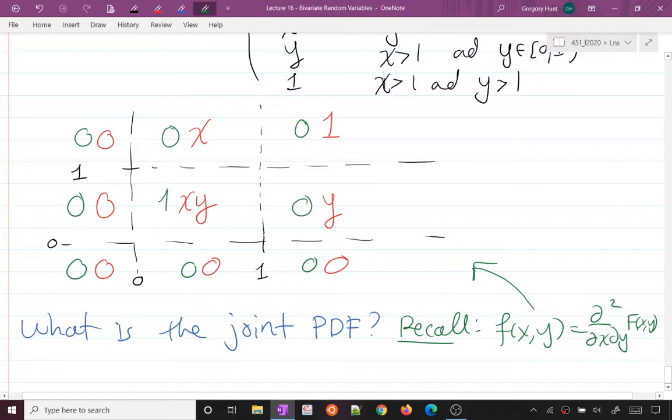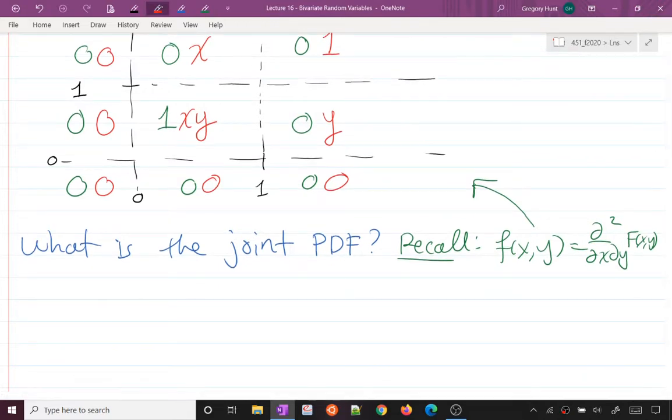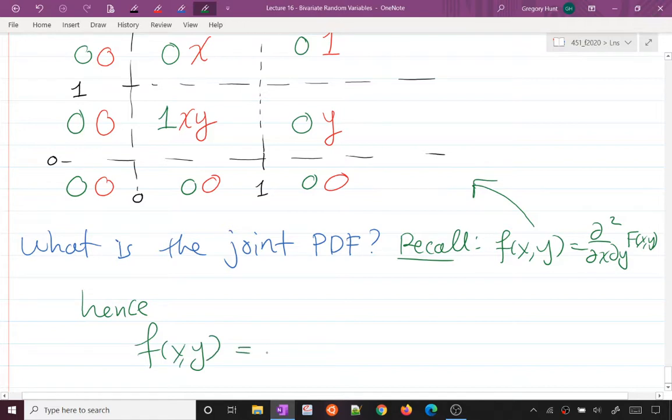The only interesting place is in that unit square, where if I take the derivative with respect to x first, I get y, and I take the derivative with respect to y, I get 1. So in the unit square, I get 1. Hence, simply, our joint PDF is 1 as long as x and y are in this unit square, which we can write like that.